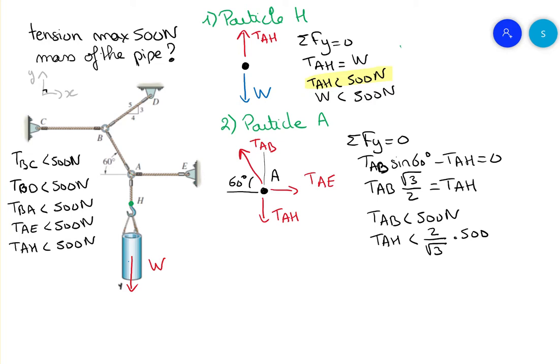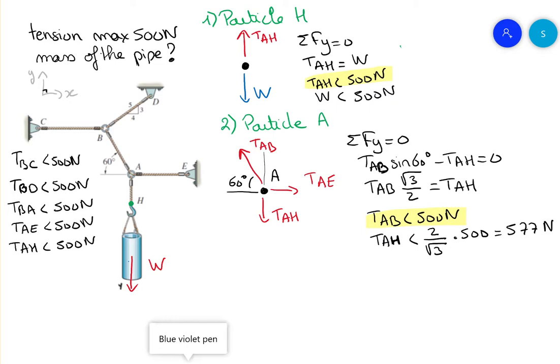That's 577 Newton. So we are good because TAH must be less than 577 Newton. Yes, so that's correct because we already said that TAH is less than 500 Newton. Okay, so TAB is less than 500 Newton if TAH is less than 500 Newton. Okay.